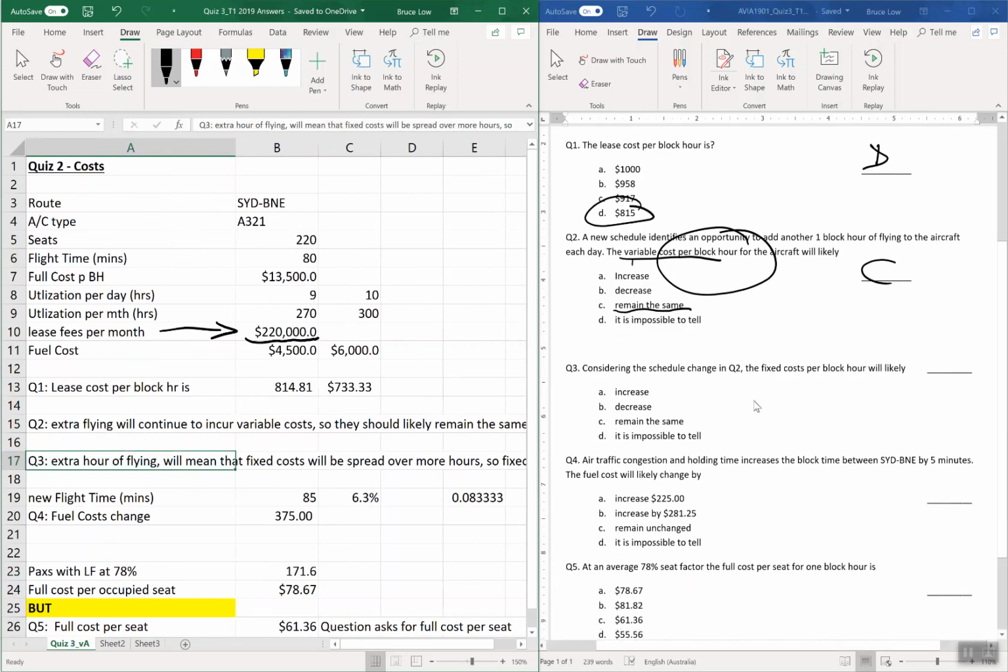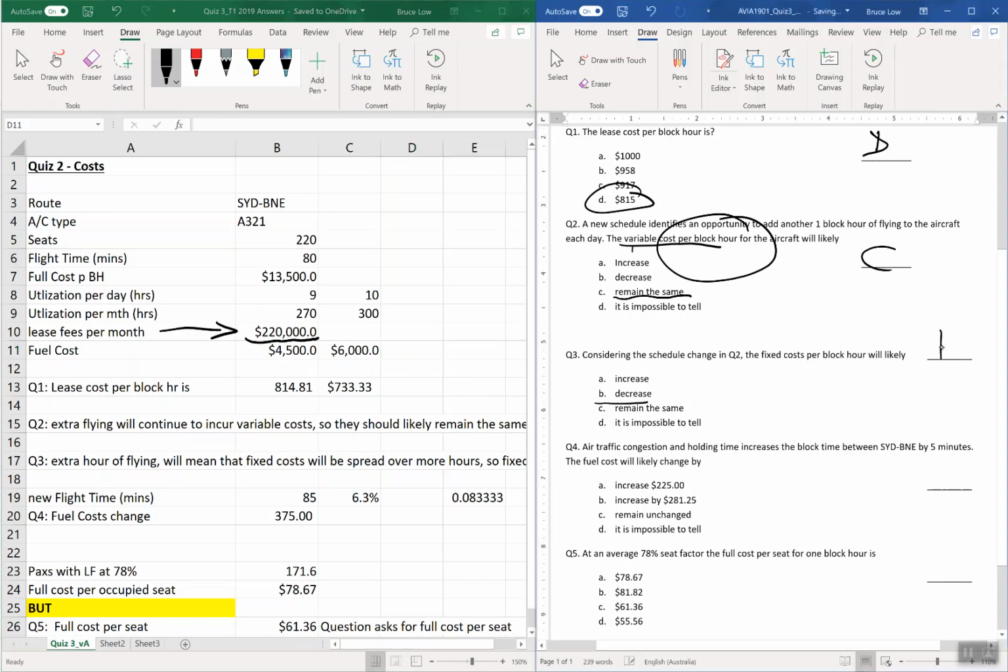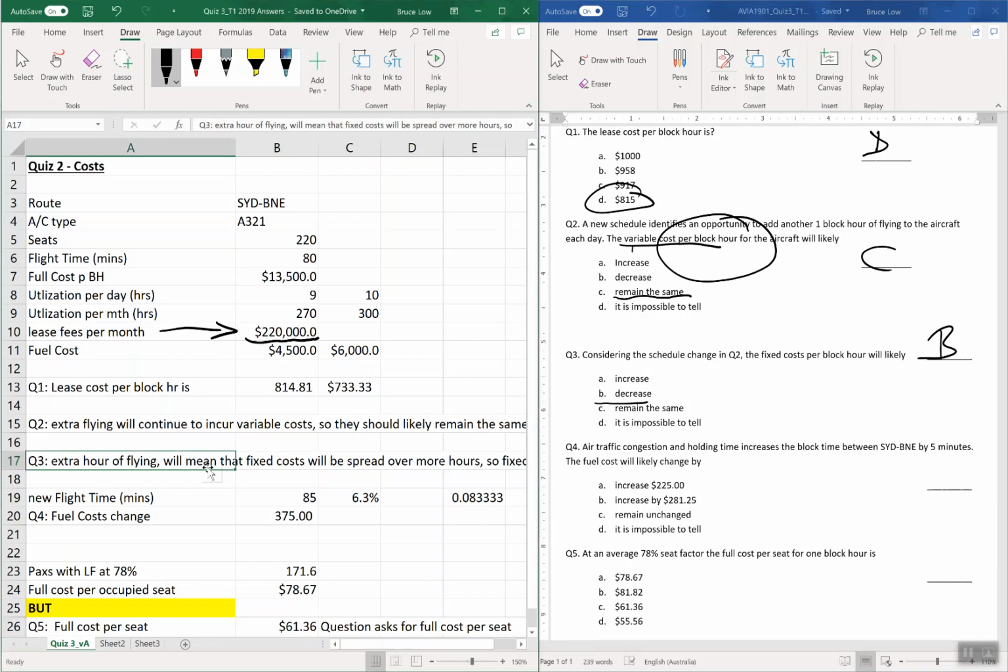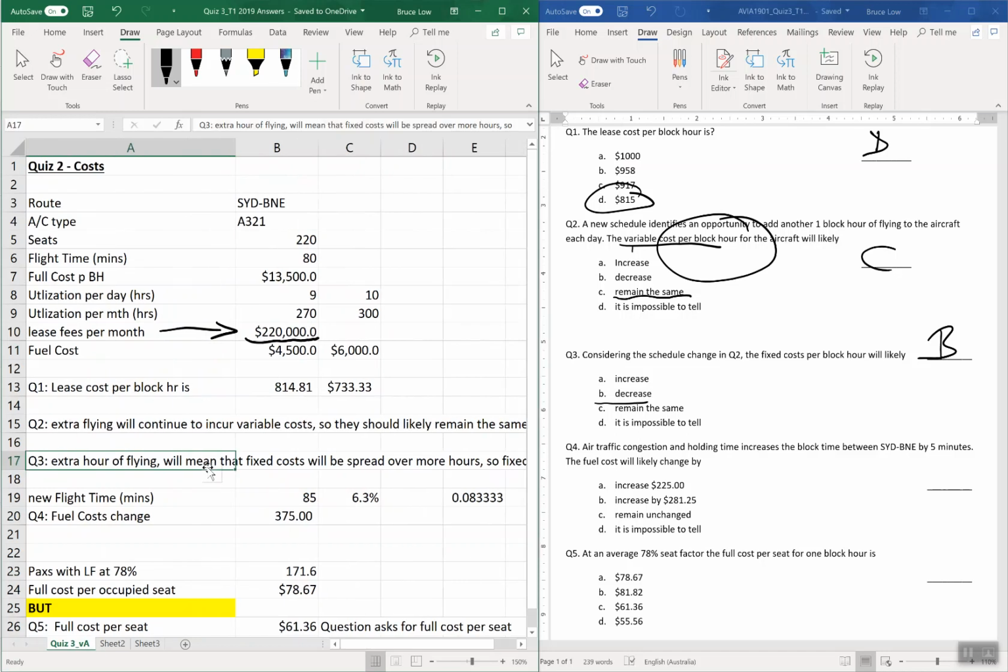Now question 3 looks at fixed costs. What happens to that per block hour? So fixed costs, as we said before, and lease cost is a good example, stays the same regardless of how many hours you fly. So if you're dividing by more hours, so you're flying more, then your lease cost per hour of flying is going to go down. So the answer to this one is that it'll decrease, which is B here. And ultimately, you're spreading fixed costs across greater flying. So the more you utilize an aircraft, your fixed cost go down. So that's an important thing to remember with fixed costs.